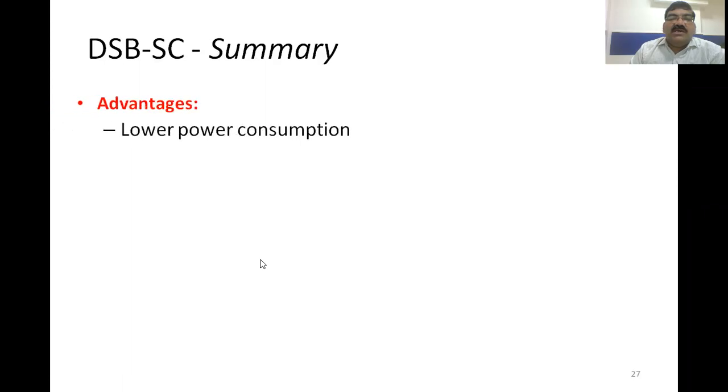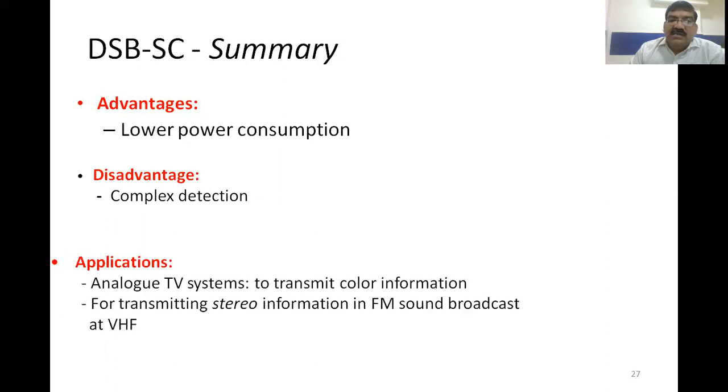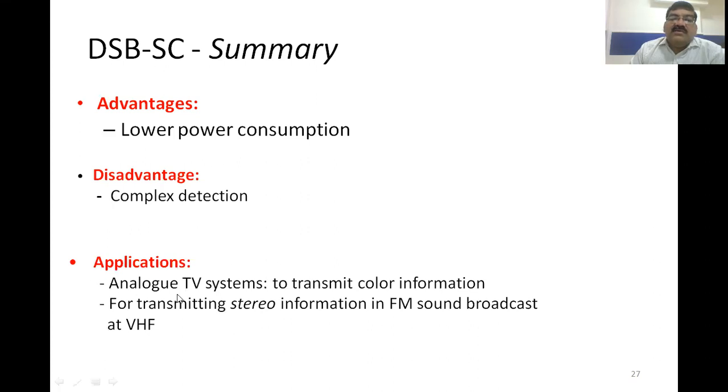So what is the summary here? The advantage is lower power consumption. Then the disadvantage is the complexity. Then for applications, the TV system, obviously the old analog TV system, to transmit color information. So this way the application is there for video and audio, which previously were separated. So in the analog system they are used, and for transmitting stereo information in FM sound broadcast, that is VHF, very high frequency. So these are the applications.